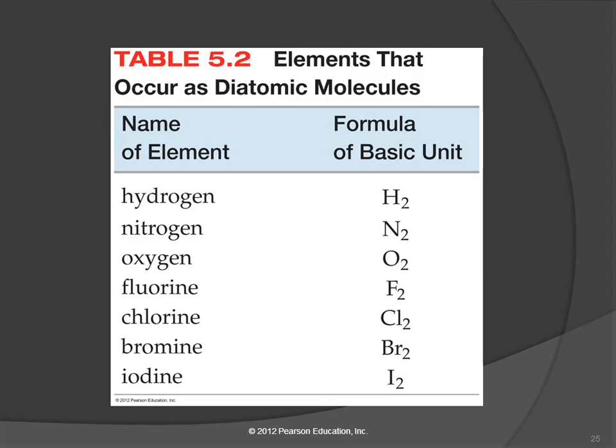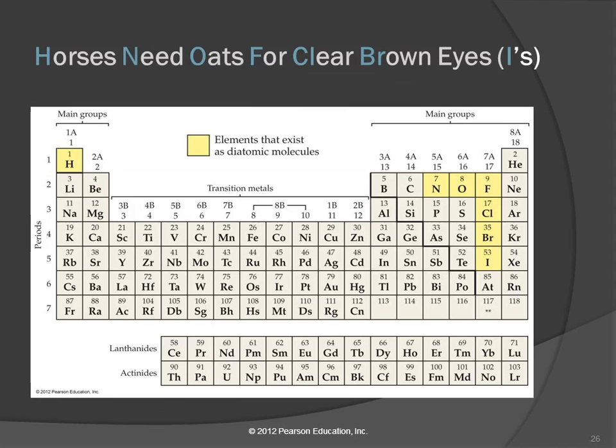These are the 7 elements that occur as diatomic molecules. So whenever we have any of these elements by themselves, their formula is always going to have a subscript 2, meaning that there are 2 hydrogen atoms bonded together, or 2 oxygen atoms, or 2 fluorine atoms. And so we need to be able to remember which of those are diatomic. So there's 2 different ways to remember that.